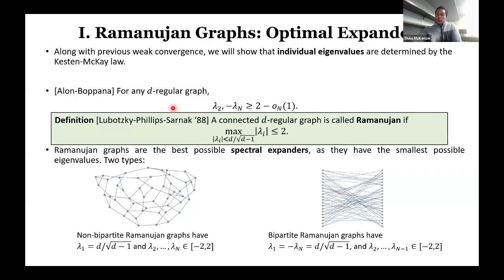Now, Ramanujan graphs really come in two types. I can think about a non-bipartite Ramanujan graph, in which case I have one eigenvalue of magnitude d over square root d minus 1, and all the other ones are contained in this interval -2 to 2. So that's like the left-hand side here. The other option is that I have a bipartite Ramanujan graph. In this case, I have two eigenvalues of magnitude d over square root d minus 1, and then all other eigenvalues are contained in this interval. So these are the two general types of Ramanujan graphs.